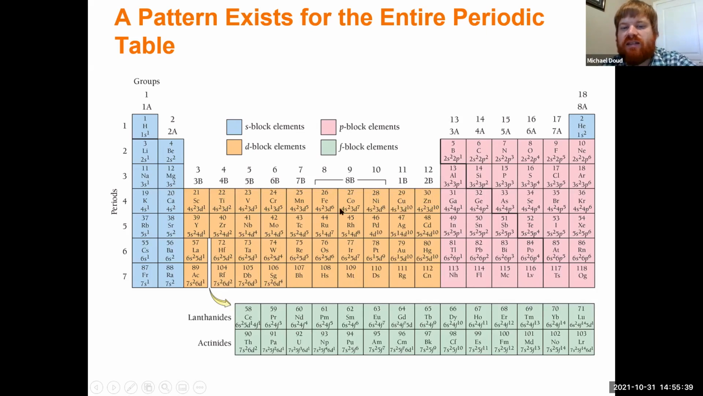Now, that's theoretical. As you can see, it actually varies a little bit, annoyingly, with chromium and copper, for reasons that are beyond the scope of this course. But that's the idea. Now, once you fill the 3d block, you're in the 4p block and you're ready to fill 4p1, 2, 3, 4, 5, and 6.